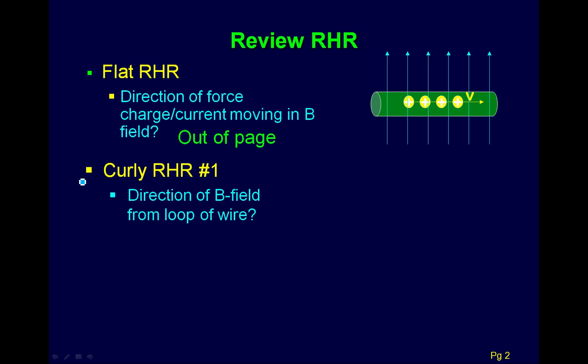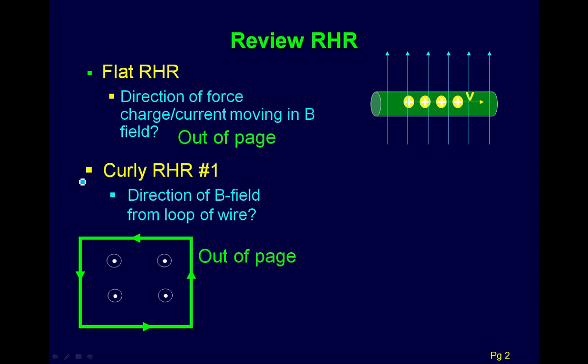Our first curly right-hand rule tells us the direction of the B field from a loop of wire. Here's a loop of wire, and the way you do this is you put your fingers with the green current. My fingers curl around with the green current, and my thumb points right at me. So that B field is shooting right at me, out of the page.